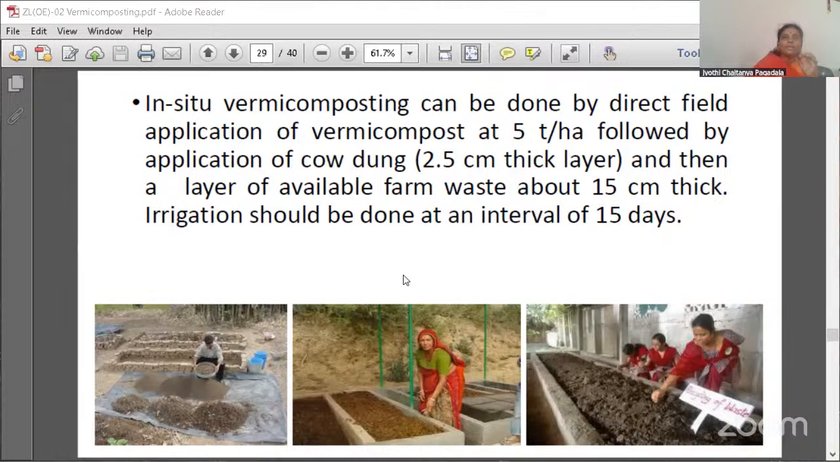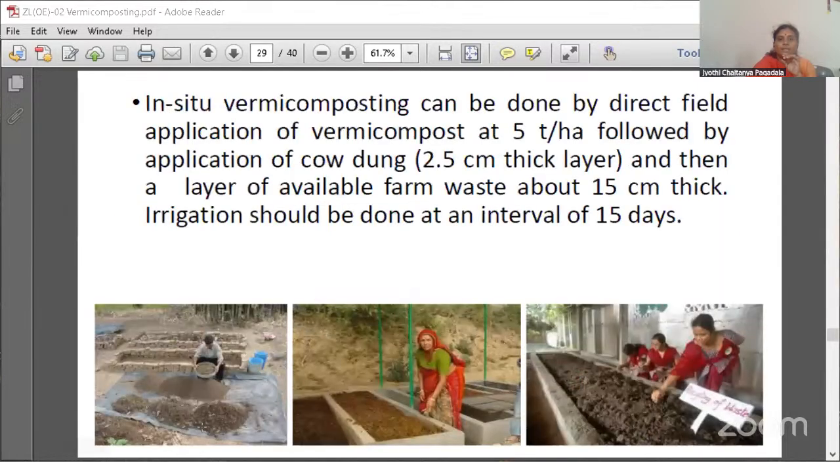So here it is in situ vermicomposting, which can be done by direct field application of vermicompost at 5,000 per hectare, followed by application of cow dung. Here we employ a 2.5 centimeter thick layer of cow dung and then a layer of available farm waste about 15 centimeters thick. Irrigation should be done at an interval of 15 days.